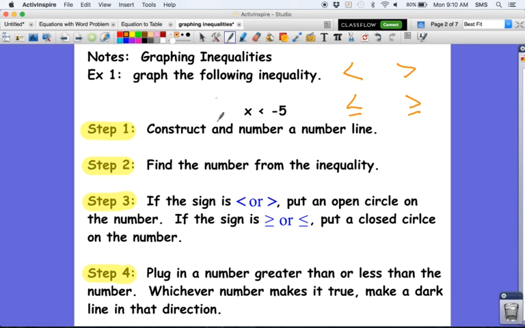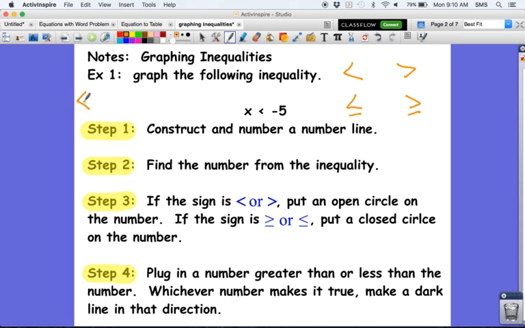what numbers x can possibly be. So in an inequality, x represents more than just one number now. X is not just equal to 3 or equal to 4 or equal to 7. X now represents a lot of numbers, and we're going to show what numbers those x represents on a graph. So step one is to construct a number line.